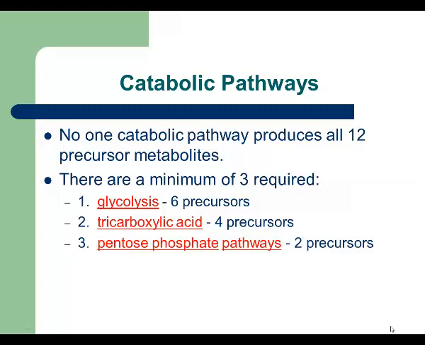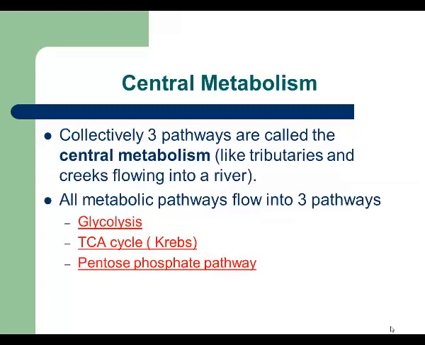So let's go back to catabolic pathways. Remember, there are three catabolic pathways, and altogether they form 12 precursor metabolites. Glycolysis forms 6 precursor metabolites. TCA cycle or tricarboxylic acid cycle forms the next 4 precursor metabolites, and the last 2 will be formed by pentose phosphate pathway. All those 3 catabolic pathways are called central metabolism.